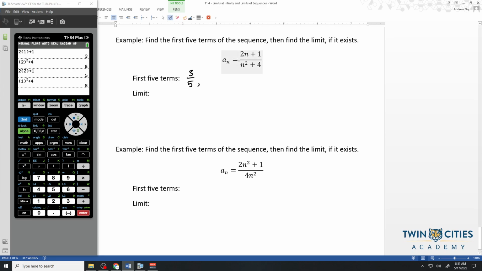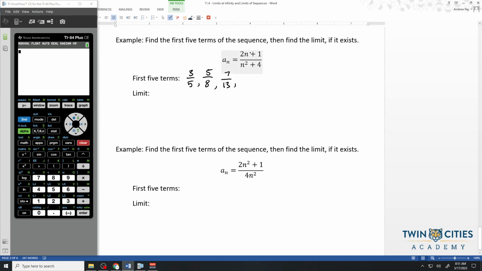Okay. The next one, though, let's just start over. 2 times 2 would be 4, plus 1 would be 5, over 2 squared, so that'd be 4 plus 4, so that would be 8. There we go. Third term, 2 times 3 would be 6 plus 1 is 7, over 3 squared would be 9, plus 4 would be 13.